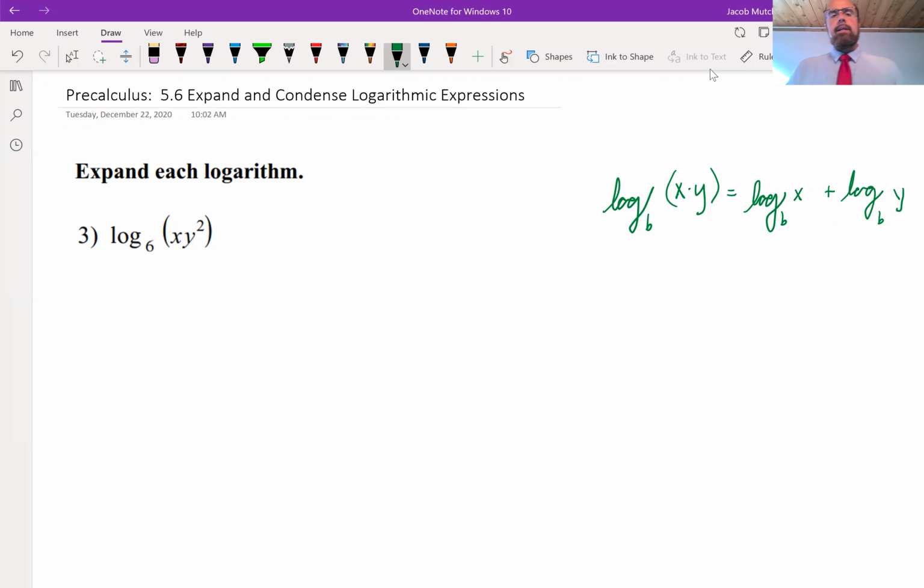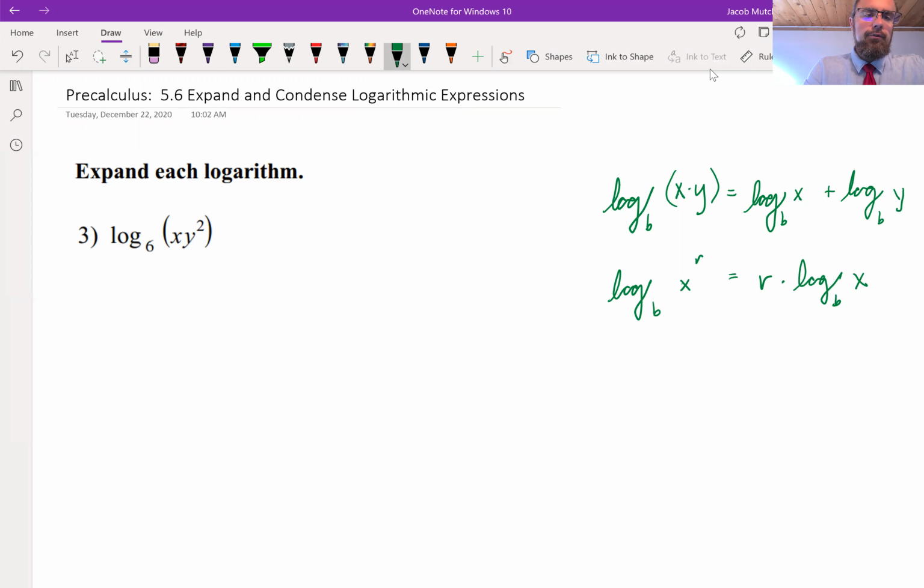The other thing that we need is the logarithm property of powers. And the way that that rule goes is if I have a logarithm base b of some argument x to the power of r, that power, when I apply the logarithm, will come out front as a coefficient. This is equivalent to the power r as a coefficient times log base b of simply x. So those are the two rules that I need to expand this example. So let's take it in two steps.